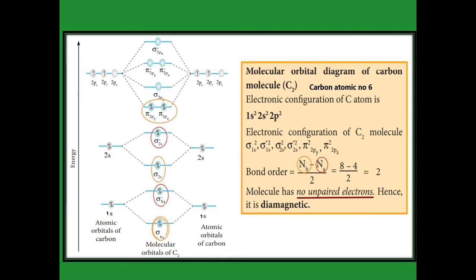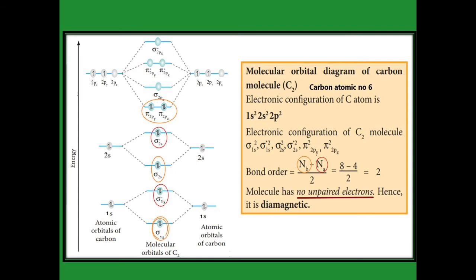Carbon atomic number 6. So the electronic configuration of carbon at the atomic level is 1s2, 2s2, 2p2. By combining the 1s orbitals, we get sigma 1s and sigma star 1s. That sigma 1s gets the 2 electrons from the 1s atomic orbital of the carbon atom. In the same way, sigma star 1s also gets its electrons from the 1s atomic orbital of carbon. And the 2s of the 2 carbon atoms combine with each other to give sigma 2s and sigma star 2s, and those electrons are also filled.